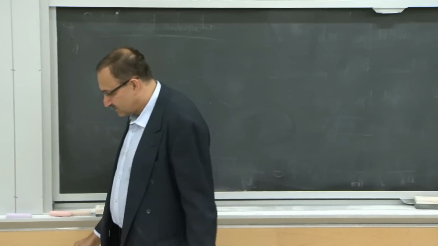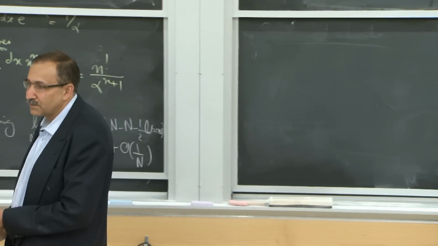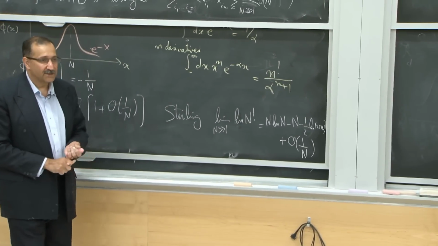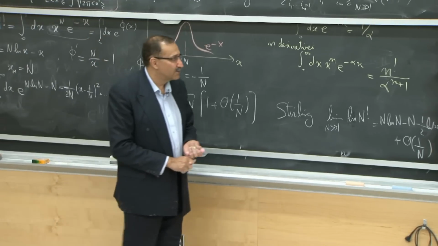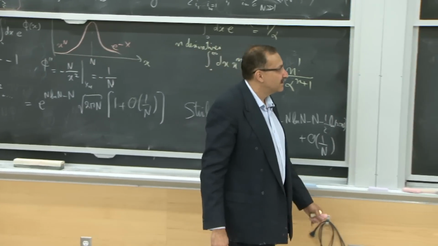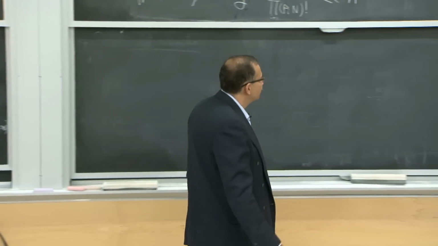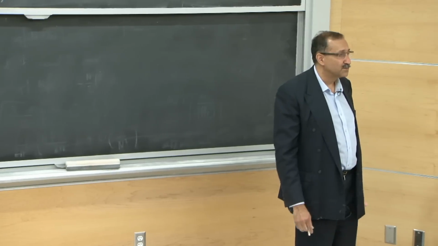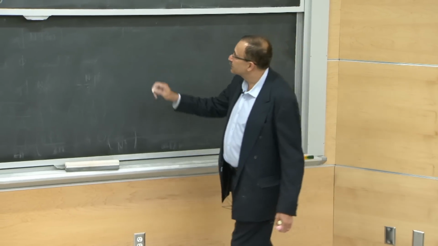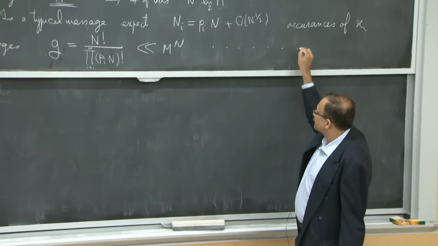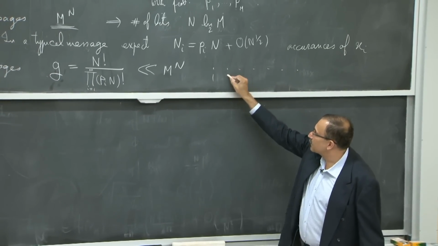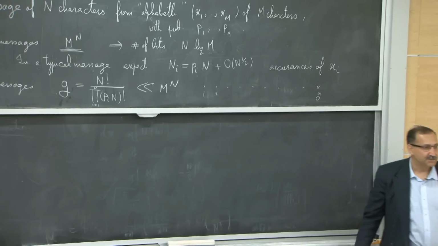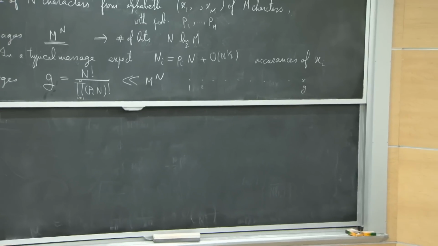Now I'm going to make an excursion. So far everything was clear. Now I'm going to say something that is kind of theoretically correct, but practically not so much. You could, for example, have some way of labeling all possible typical messages. So you would have typical message number 1, number 2, all the way to typical message number G. This is the number of typical messages.